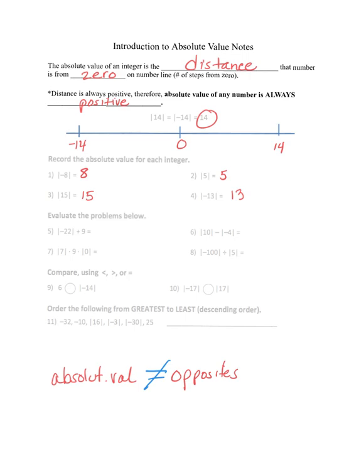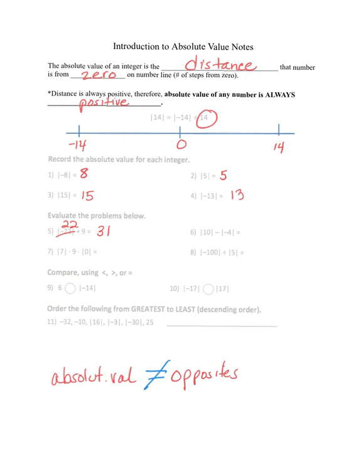So for instance, if we're looking at number 5, I've got to take care of my absolute value of negative 22 first. So I am going to change that into what it really is, which is 22. So we really have 22 plus 9, which is 31.